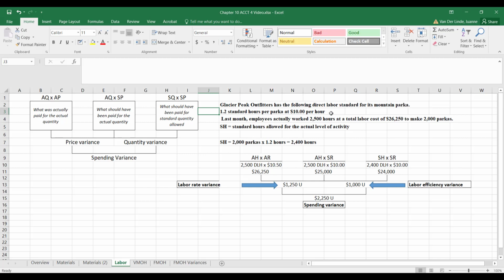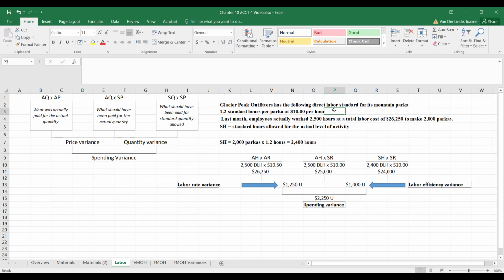So what this is saying is that based on standards, we should be using 1.2 hours of direct labor to make one parka, and our standard wage rate should be about $10 per hour. And just keep in mind when you see these standard rates for labor, that isn't just the hourly rate that the workers are being paid. That $10 is an average of all of the different workers, because remember, your different workers might be paid at different rates based on how long they've been with the company or their expertise or what kind of position they hold. So first off, that $10 per hour is an average for all those direct laborers.